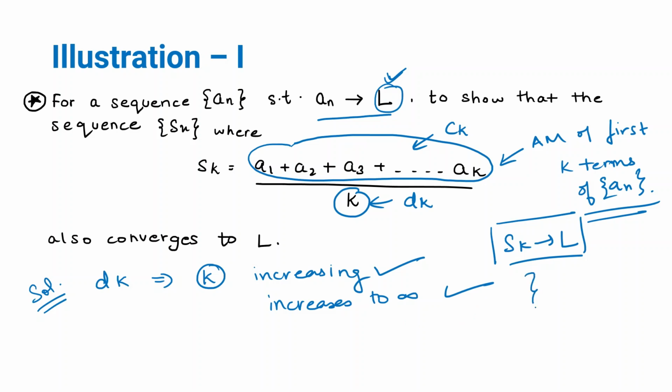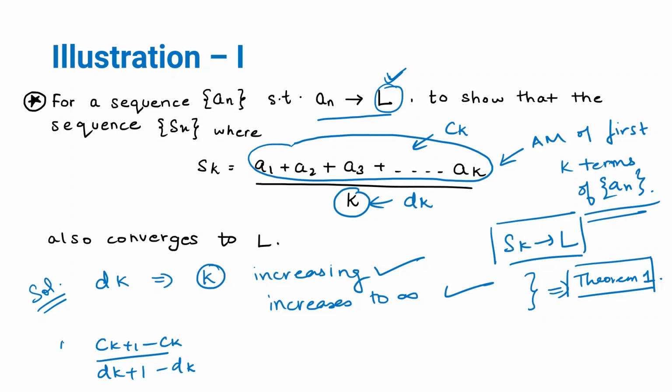So definitely we're going to be using theorem 1, if you recall that one. This does satisfy the hypothesis of theorem 1. And what that theorem says is that if the limit of ck plus 1 minus ck divided by dk plus 1 minus dk exists as k tends to infinity, then we can say something about sk as well. So let's check out what this becomes.